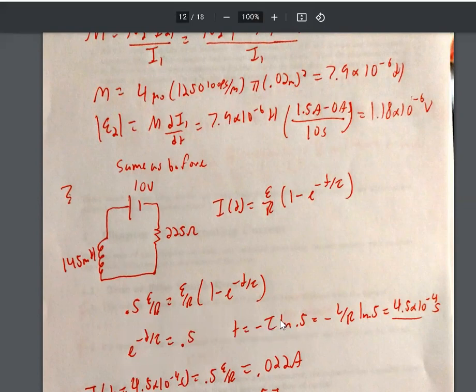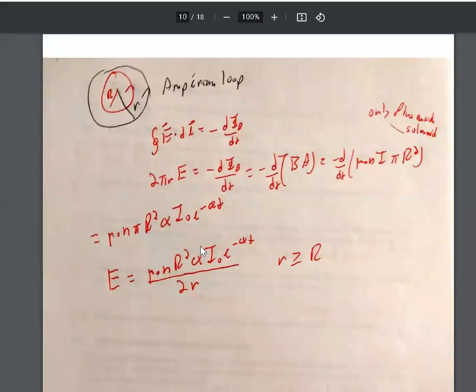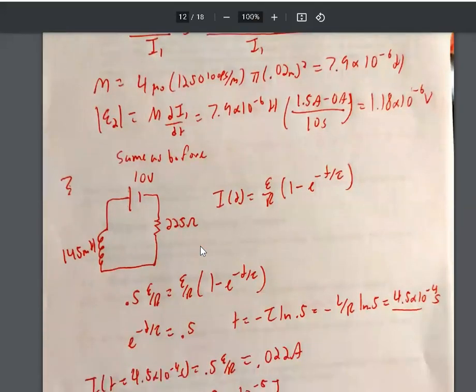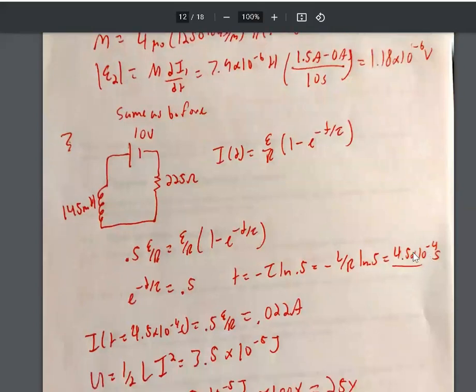And remember, tau is the time constant for an RL circuit, and it's given by the self-inductance of the inductor divided by the resistance. Those are things that are given in the problem. And so we can solve for time, and we get 4.5 times 10 to the minus 4 seconds.